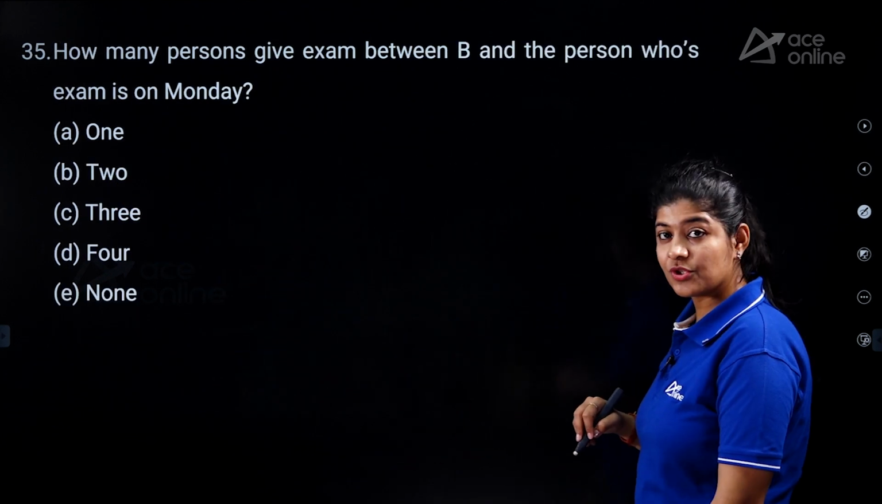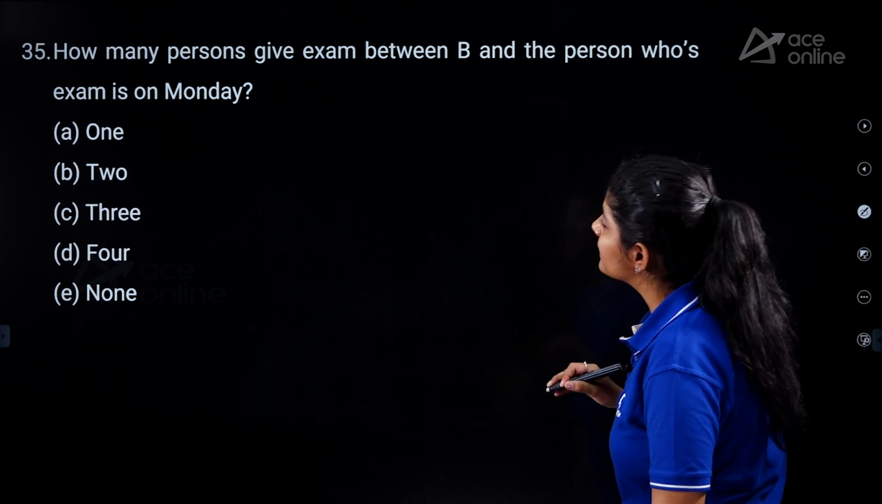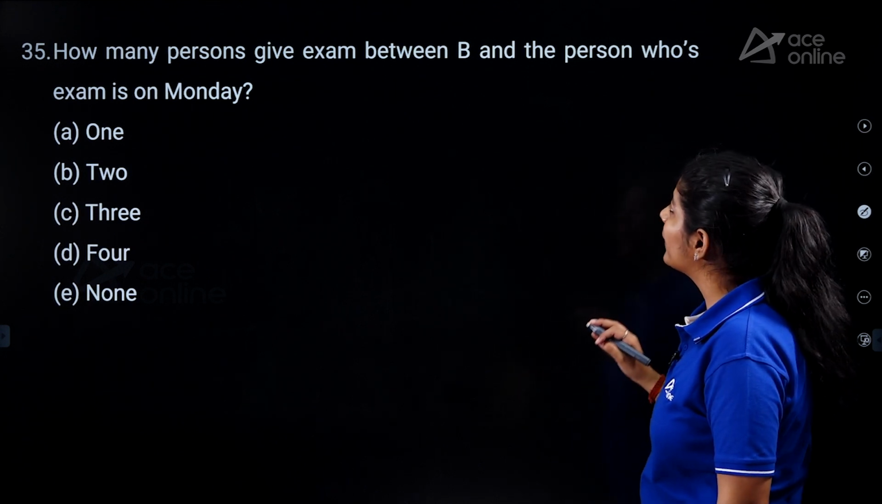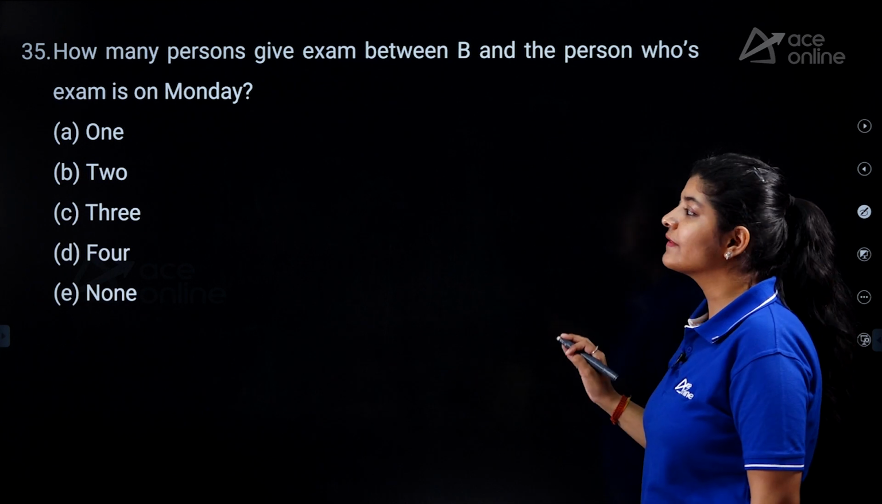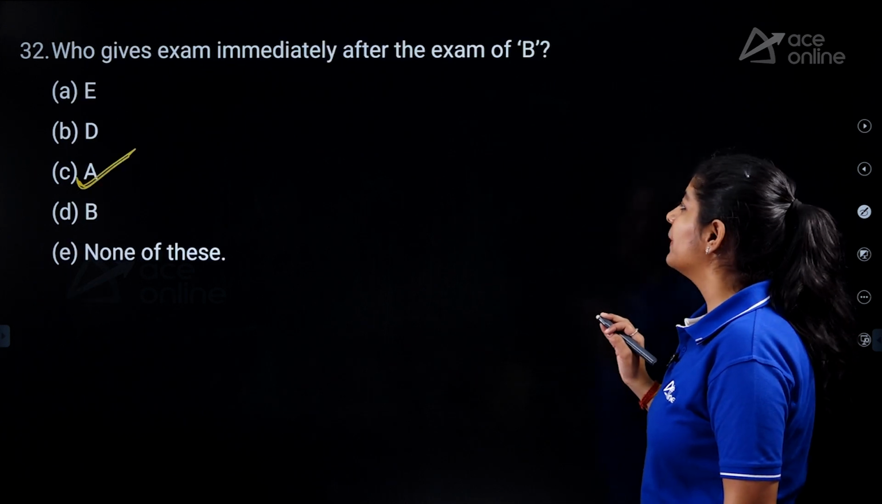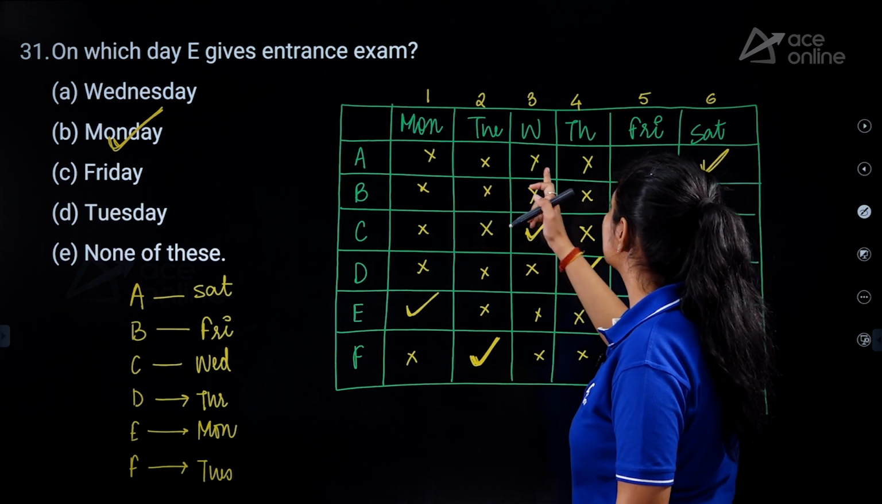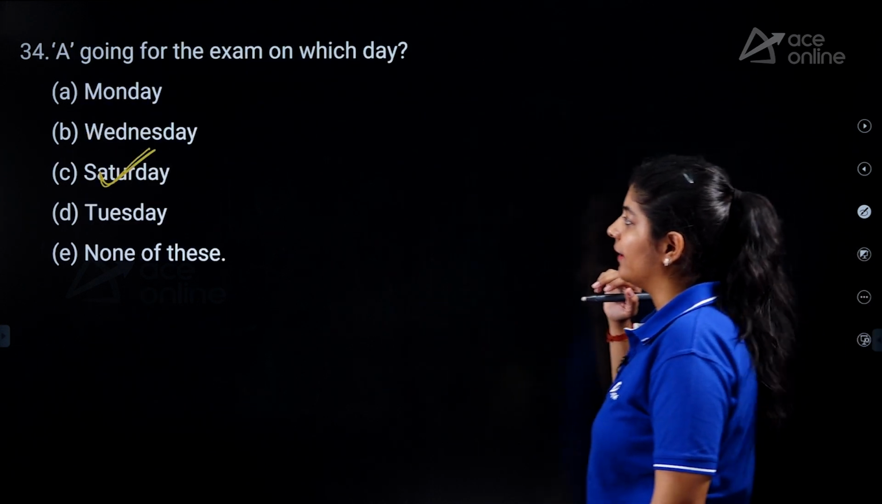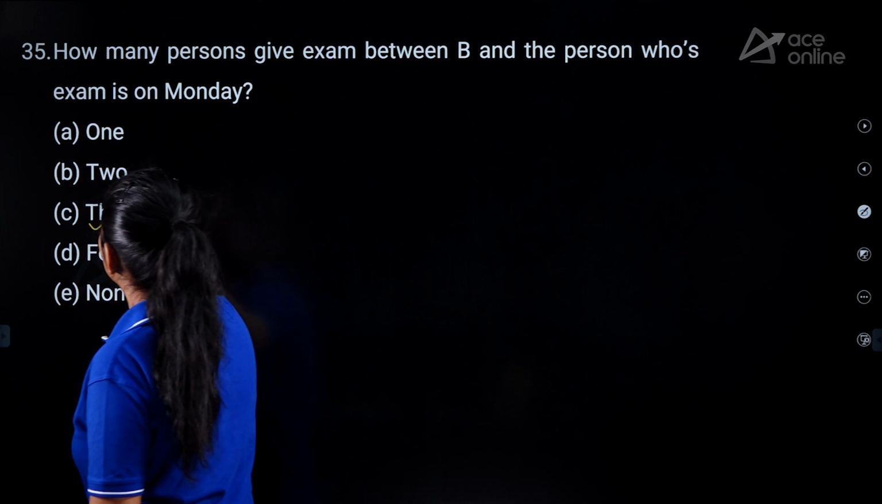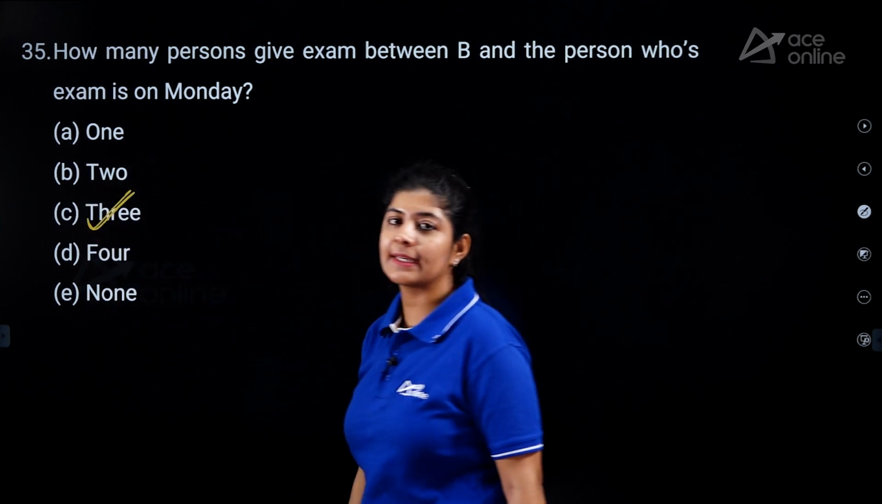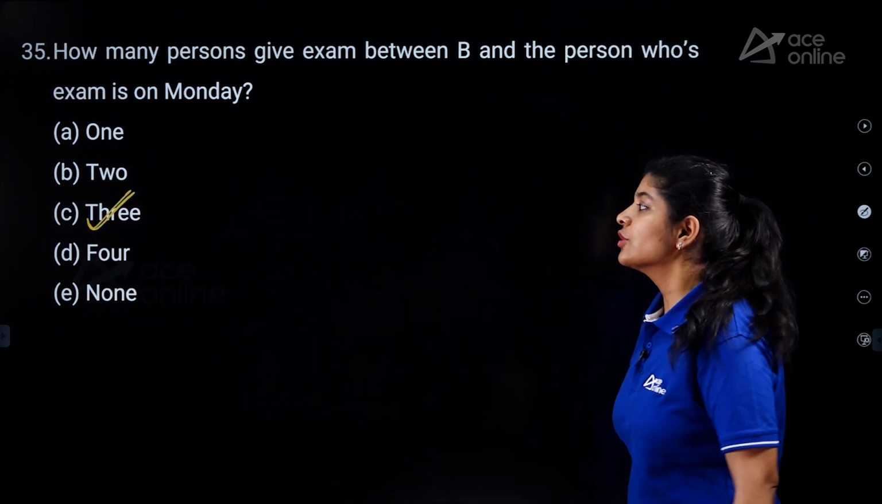The last question, how many persons give the exam between B and the person who gives the exam on Monday? So B and Monday. How many persons are there? Basically 3 persons are there. So the correct answer over here is option number C. So with this question, the solution of your SBI Clerk Prelims 2016 is completed.